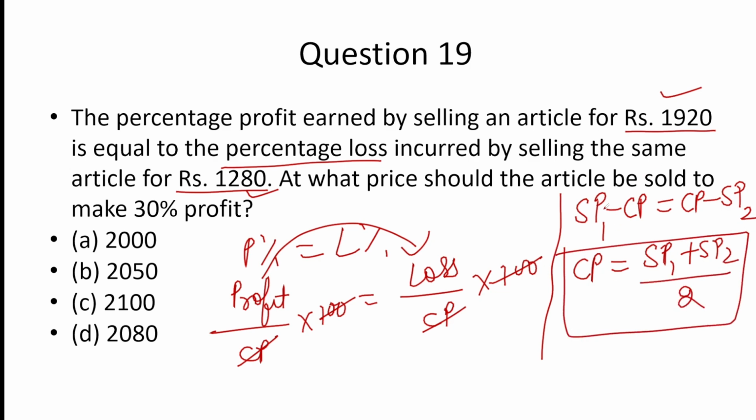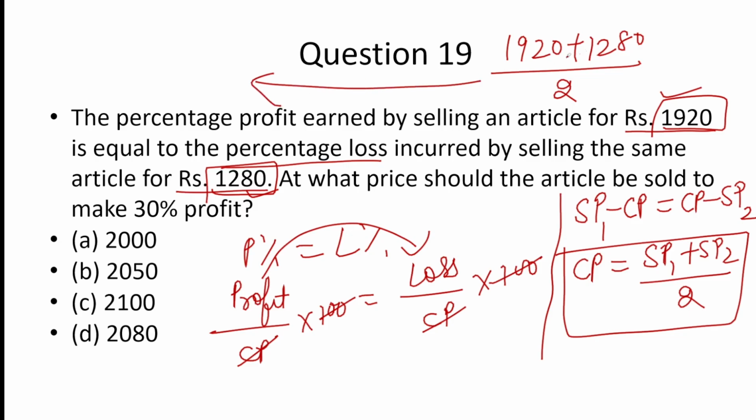So can we find the CP here? The first SP is 1920, the second is 1280. What is the sum of these two? 1920 plus 1280, divided by 2. If you add these two, what do you get? 9 plus 2, 11, so 1 here and 2 here, and 3 here, 3200. 3200 by 2 will be 1600.